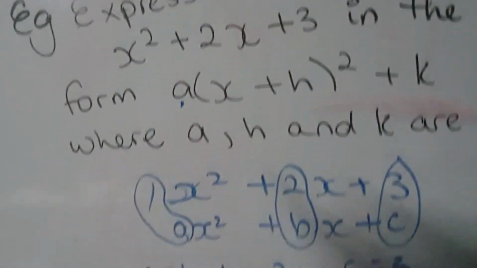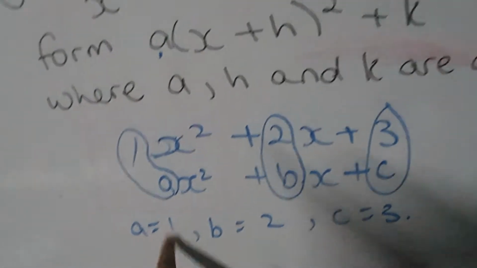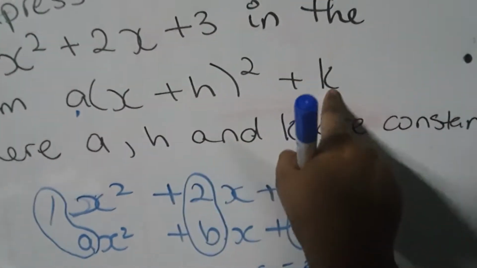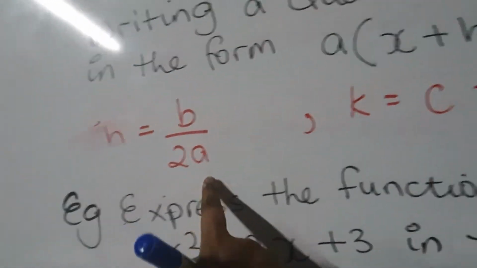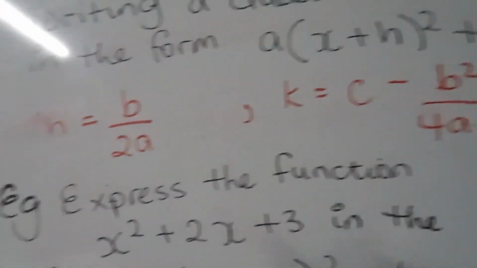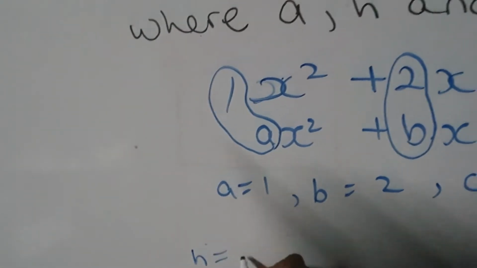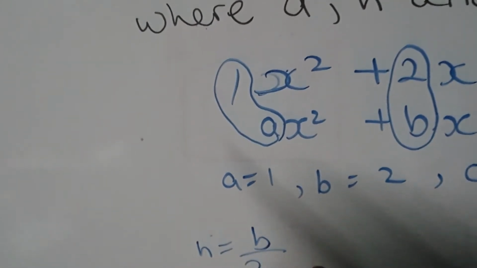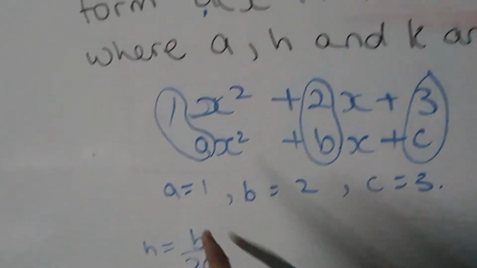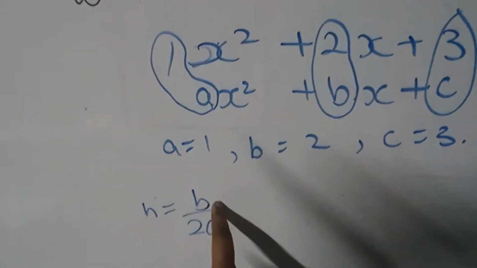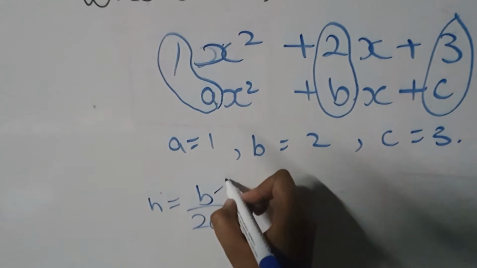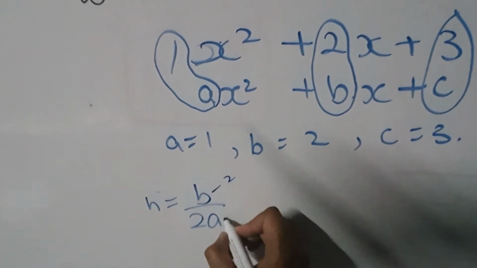Now, what do we need in order to get this form? We need a. We already have a. a is 1. We still need h, and we still need k. We have formulas up here that would help us. Okay, so let us work on h first. So I'm just going to write down my h formula. It's b over 2a, right? Now, looking back here, we know that b is 2, a is 1.